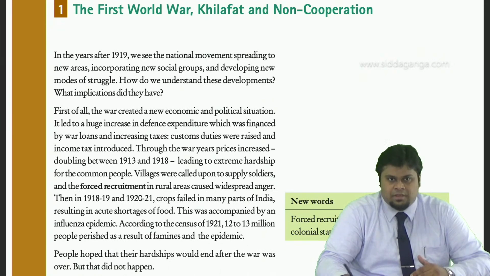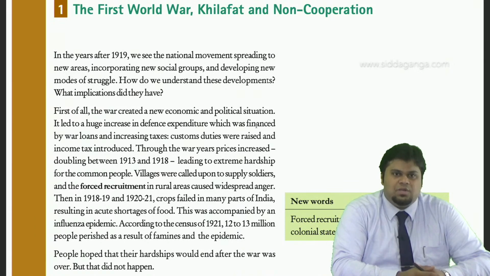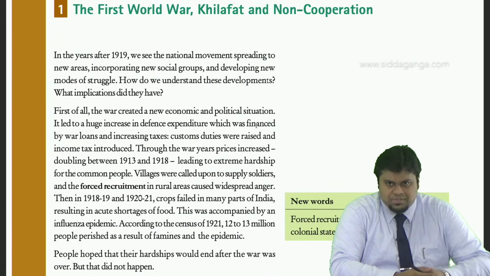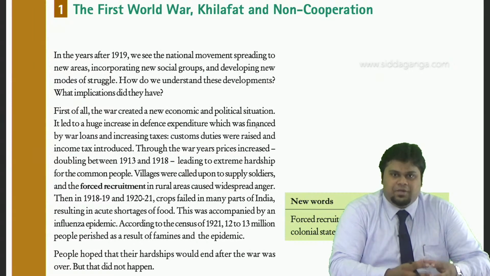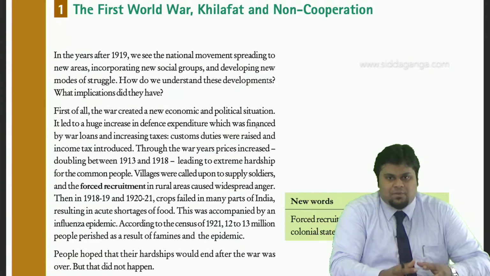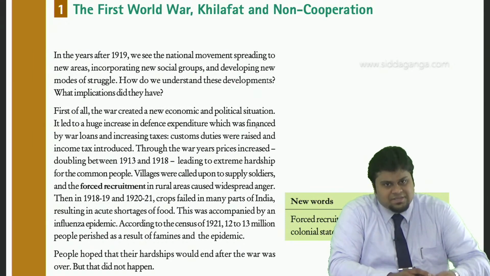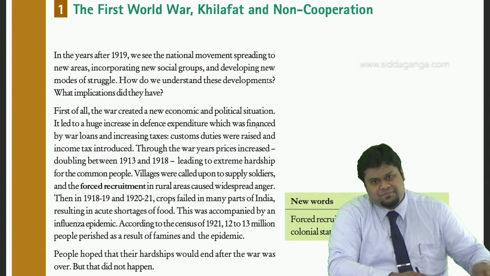Now, in the years after 1919, we see the national movement spreading to new areas, incorporating new social groups, and developing new modes of struggle. How do we understand these developments? What implications did they have? In the years after 1919, many people are coming together. Various social groups like the women, who were marginalized, and the backward classes were coming together. Like this, many social groups came in with their own mode of struggle. Now, how did they understand these developments and what implications did they have?